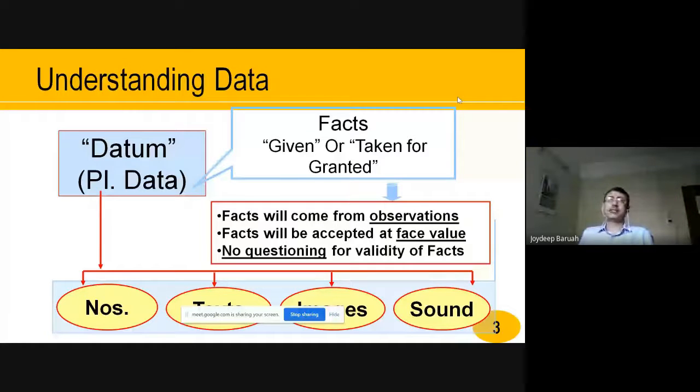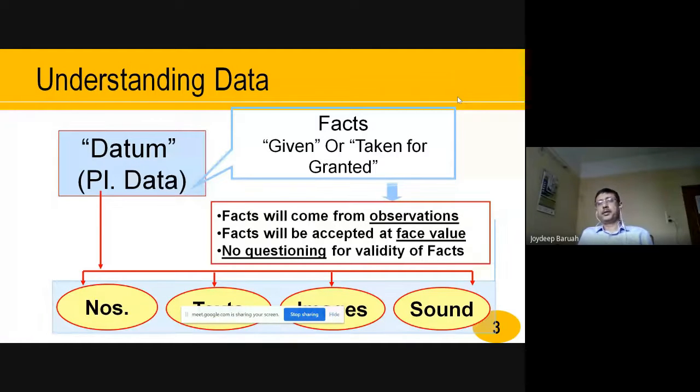So if we ask somebody what is your age, and he or she responds that his or her age is 35 years, then we take that as it is, as fact, and we call this the data. So the basic idea of data is that these are facts which are taken as they are, taken for granted, and taken as given. All right, so that's what we call data. Now the facts will come from observation.